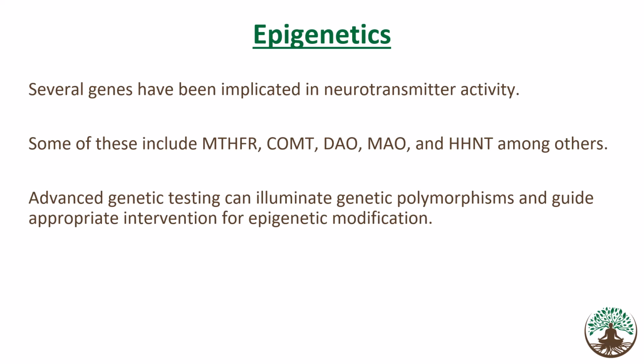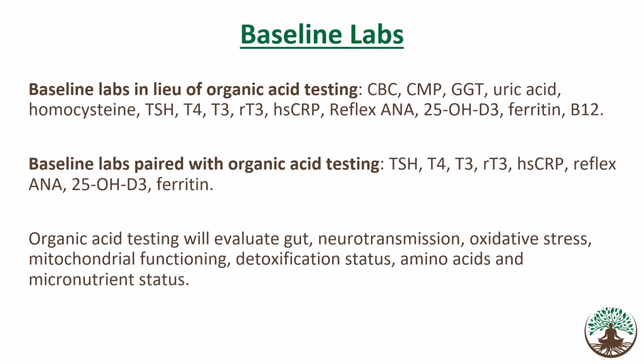Several genes have been implicated in neurotransmitter activity. Some of these include MTHFR, DAO, MAO, and HNMT, among others. Advanced genetic testing can illuminate genetic polymorphisms and guide appropriate interventions for epigenetic modification. Here I have some baseline labs listed depending on the direction that you're taking.